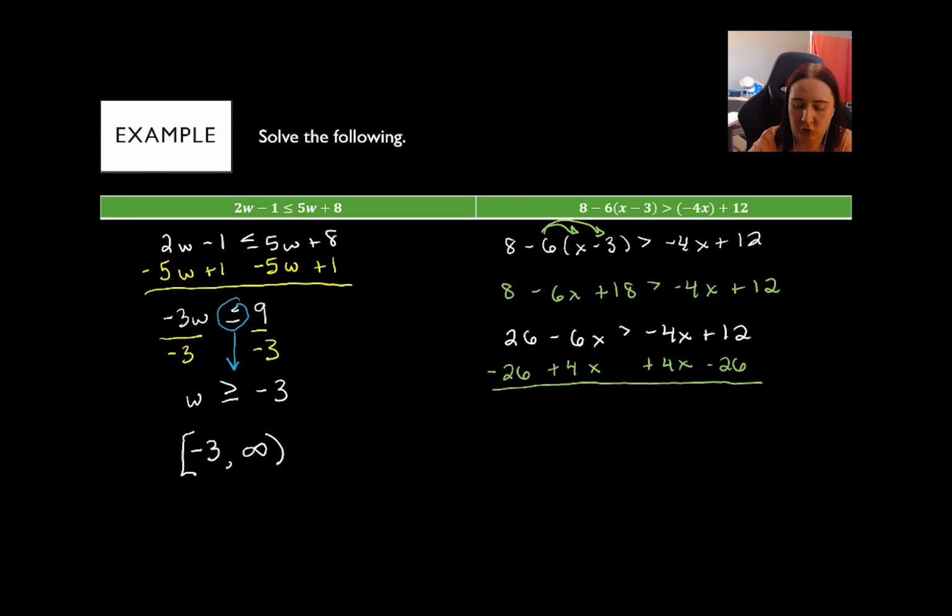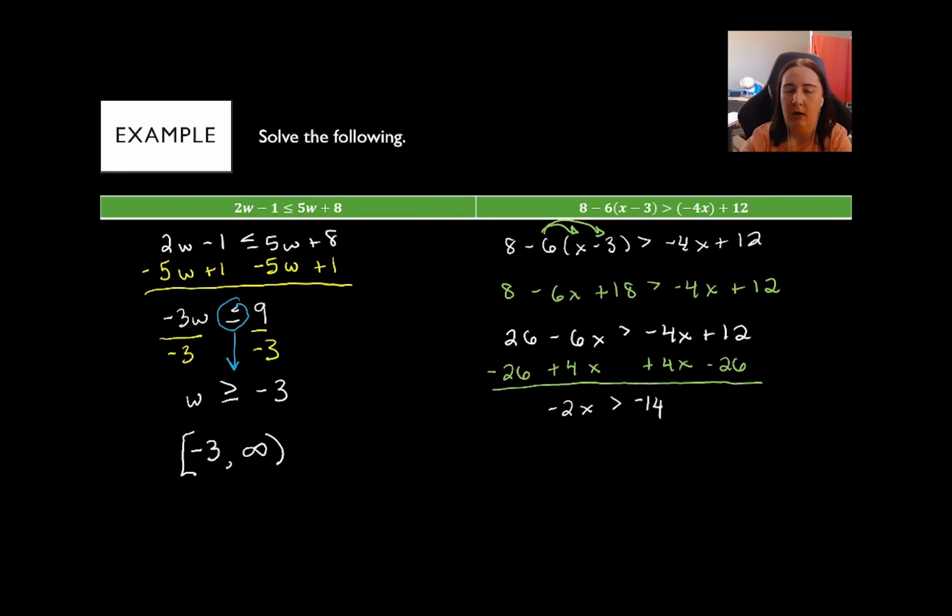So I just am trying to conserve space, so that's why I'm doing them all at once. Otherwise, I would do it in 2 steps. So the 26's cancel. Negative 6x plus 4 is negative 2x, greater than. The 4x's cancel. 12 minus 26. That is one that I know I will mess up in my head. Negative 14.